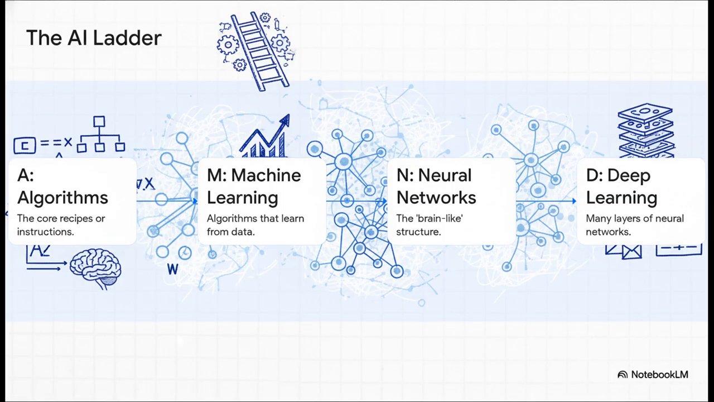It starts with algorithms. These are just the basic recipes, the core instructions. Then things get interesting. You get algorithms that can learn from data, all by themselves. That's machine learning. To make that happen, you organize them into neural networks, which are loosely inspired by the human brain. And when you stack tons and tons of these layers on top of each other to solve really tricky problems, boom, that's deep learning. See, it's like a ladder, and each step gets you closer to what we think of as AI.